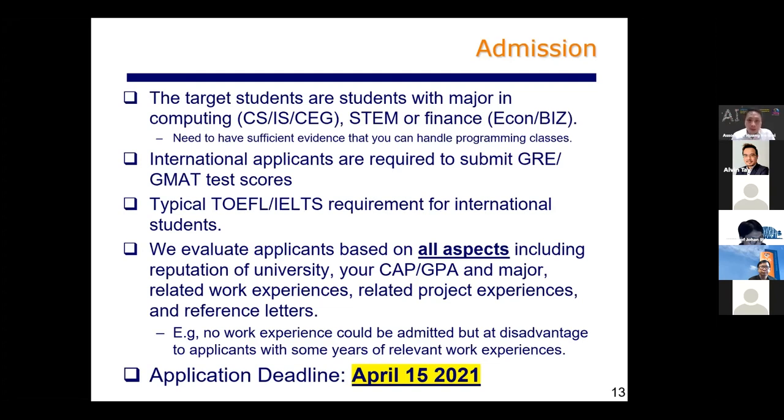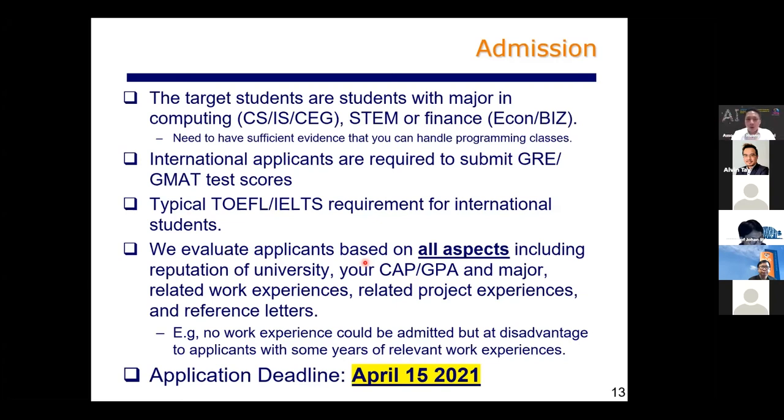Then international students are required to submit GRE, GMAT, TOEFL, IELTS, following the standard rules. So details of the rules you can find on the internet. For the admission, we will evaluate the applicants based on all aspects. We don't have a lower bound for any one of the criteria, but we will evaluate all.